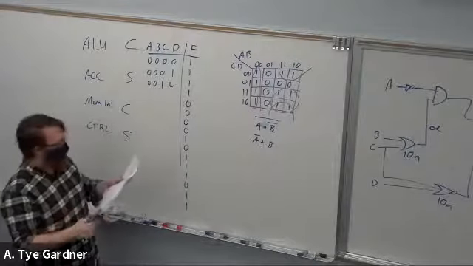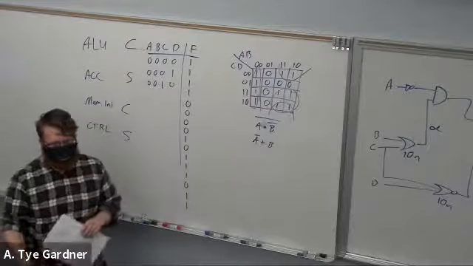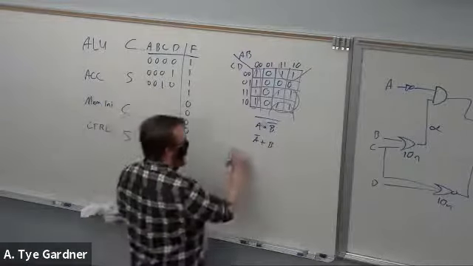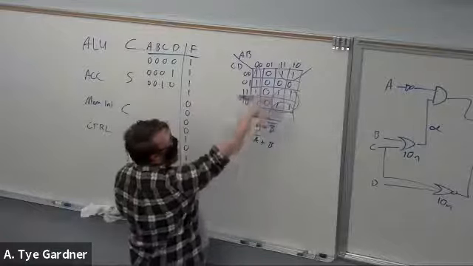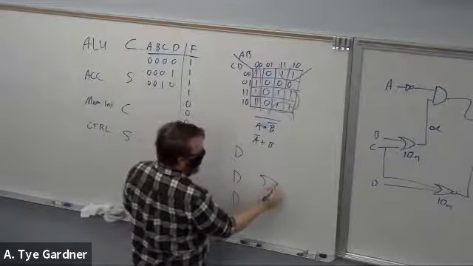Part B says, draw the circuit using inverters, AND gates, and OR gates. Well, we just take this and we say, we know that there's 1, 2, 3 two-input AND gates. There's an OR gate.